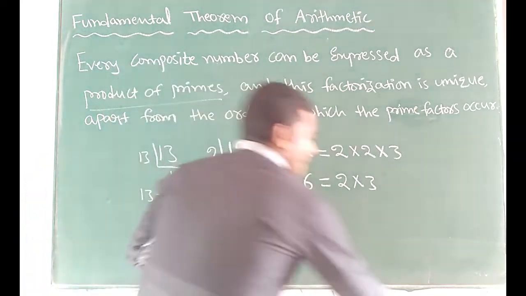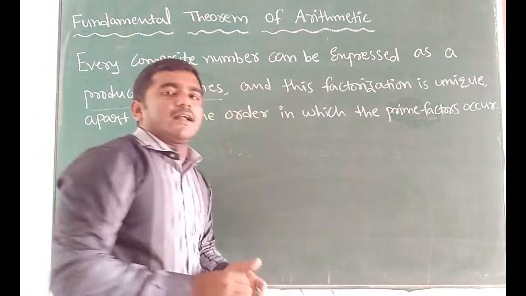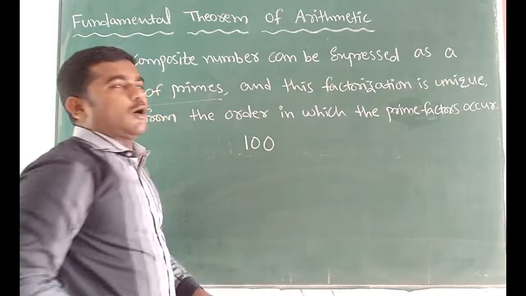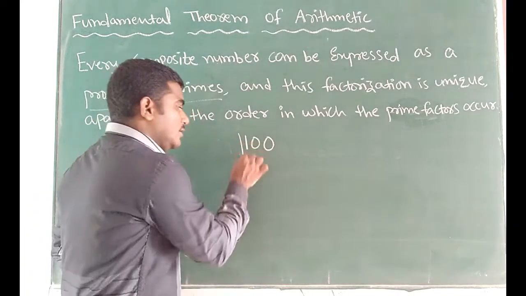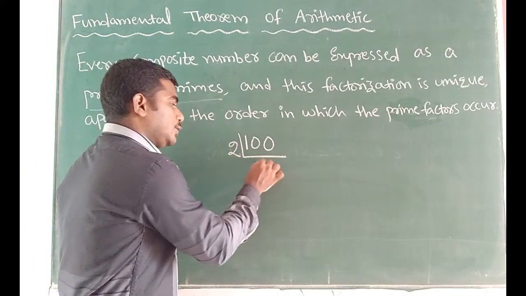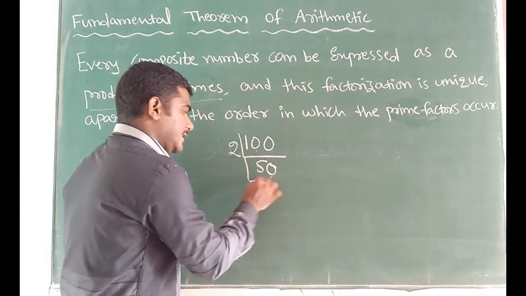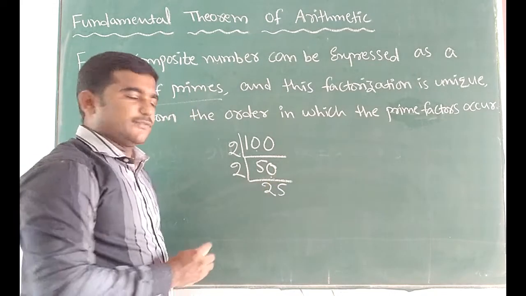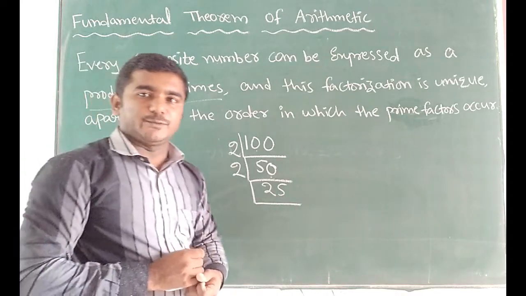Let us take one example of a composite number. Take any composite number; can it be written as a product of primes or not? For example, I am taking 100. 100 is a composite number. Can we write 100 as a product of primes? Yes. First I am factorizing this. Divide by 2: 2 fifties are 100. Next, 2 twenty-fives are 50. Next, is 25 divisible by 2? No. 25 is not divisible by 2. 2 is completed.